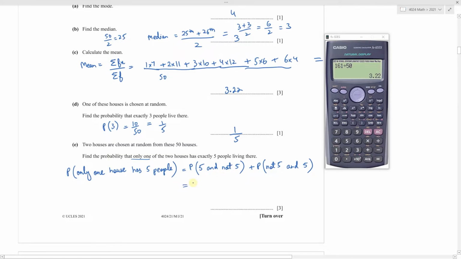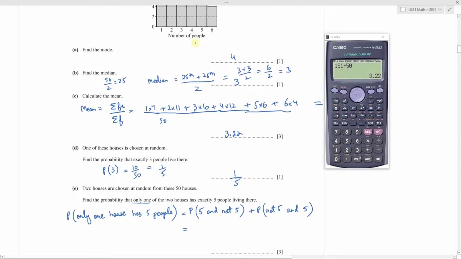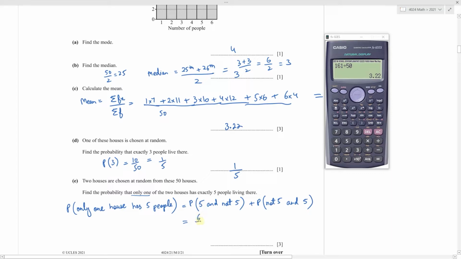So let's calculate these probabilities. And means you'll multiply. So what is the probability that the first house you choose has 5 people? First house you're choosing has 5 people. There are 6 houses and a total of 50. So the first one is 6 over 50. You have chosen a house which has 5 people. So there were 6 houses divided by total houses, which is 50, multiplied by, since this is an and, now you're left with 49 houses because you already chose one.